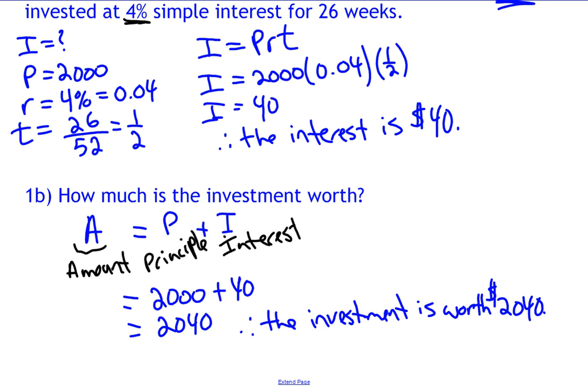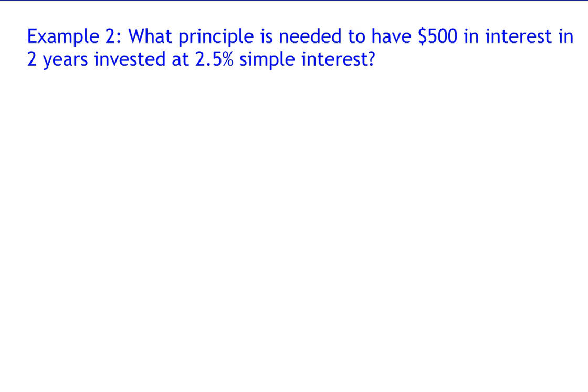So that's a fairly straightforward example. Let's look at a couple of other examples here. In this second example, the question is, what principal is needed to have $500 in interest in 2 years invested at 2.5% simple interest? In this case, we're trying to find a different part of the equation. So again, I like to list the information that we're given. We know here that $500 is the interest that we're going to have. So the interest is going to be $500.